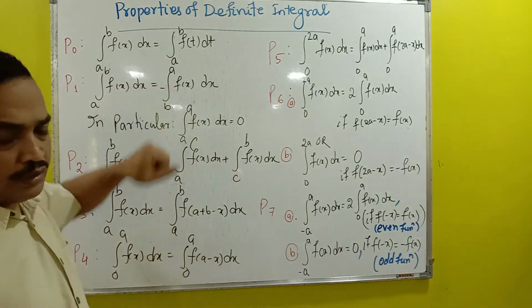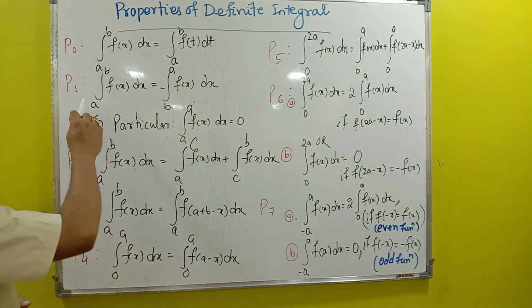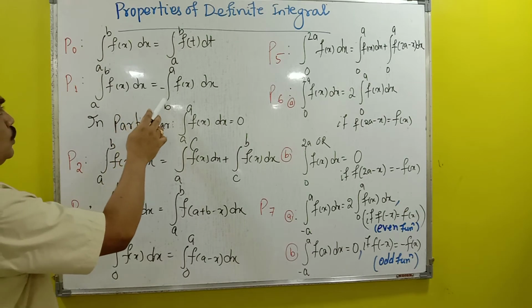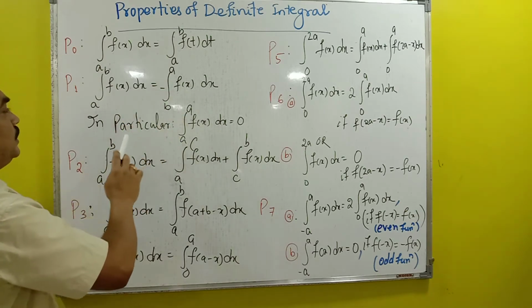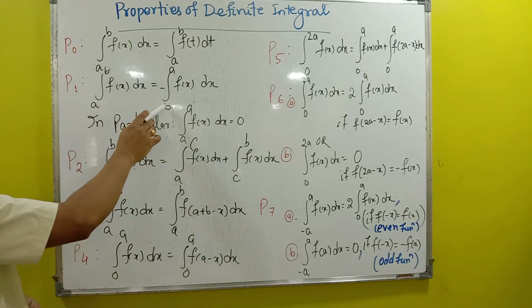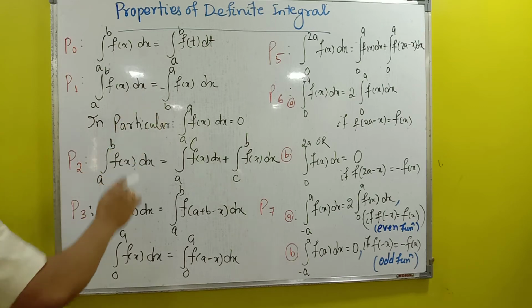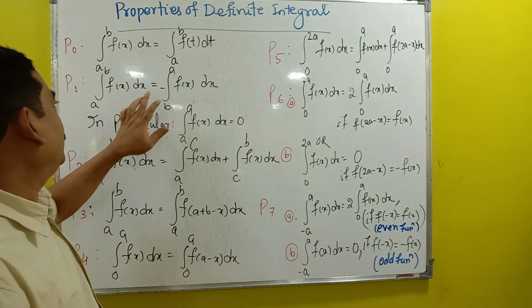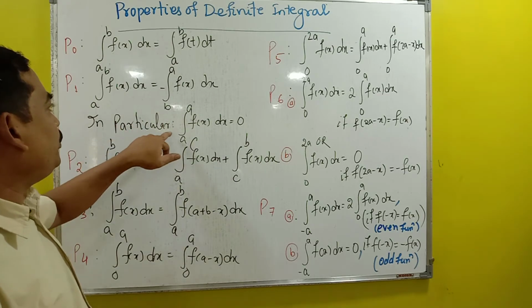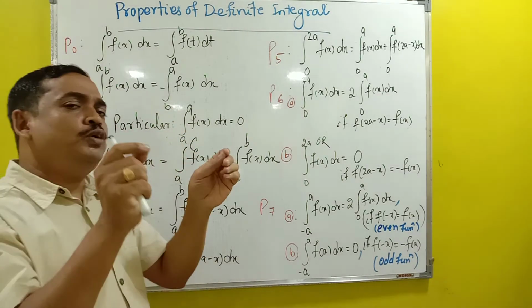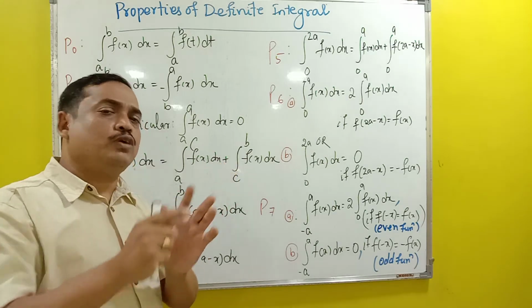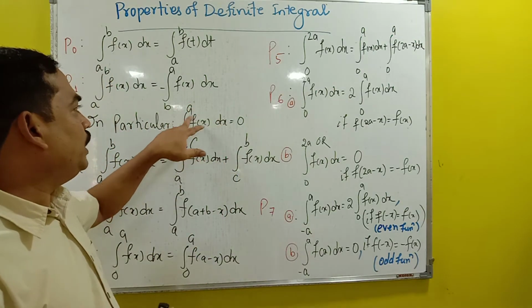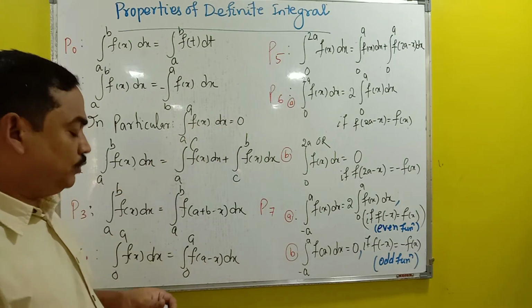Second point, property 1, integral a to b f of x dx is equal to minus integral b to a f of x dx. If it is a to b, and you are changing the limit to b to a, then the value will change, one minus sign will come here. In particular, if it is a to a, there will be no area bounded. In the same place the curve is bounded, that is why the area is 0. Integral a to a f of x dx will be 0.